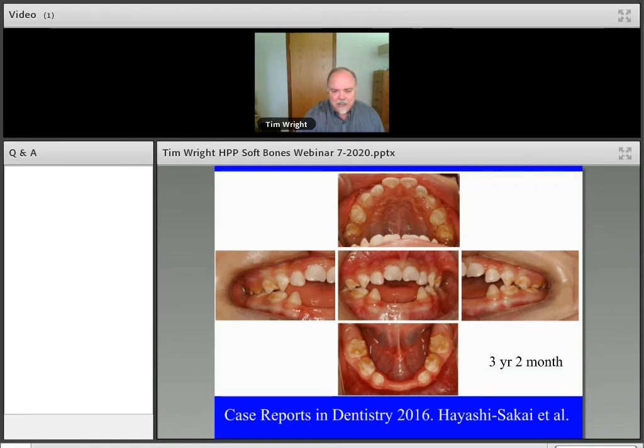This is an example of a little kid. This was a paper out of Japan, 2016, showing the pretty significant enamel defects. And not all teeth are affected equally. So these teeth are beginning to mineralize and form in utero.